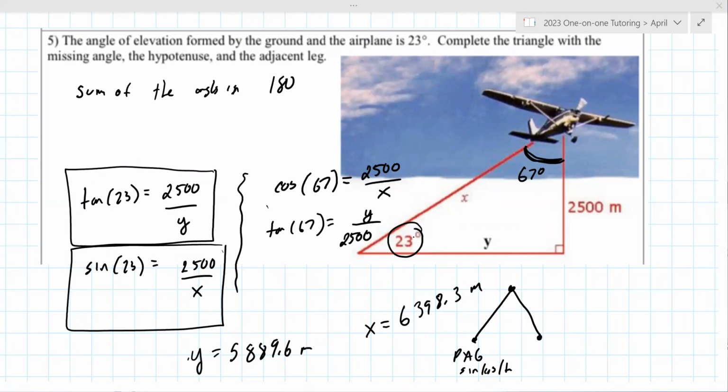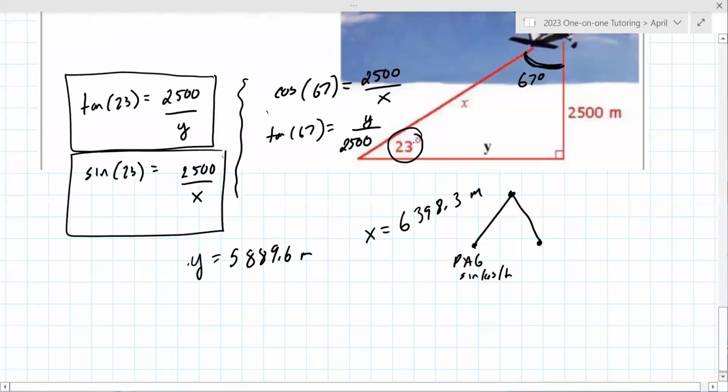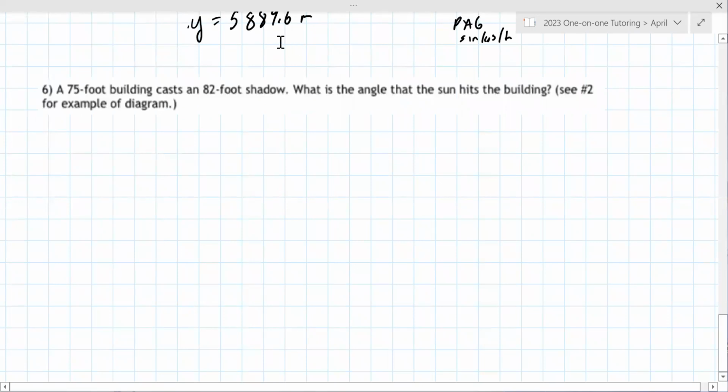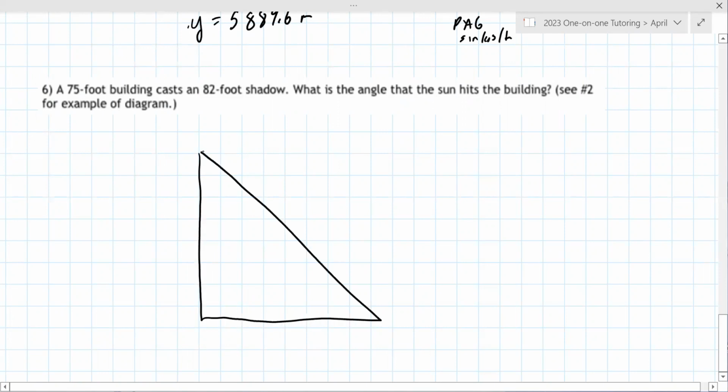Okay, so here we go. Number six through whatever. They're referring to other diagrams, so we're going to have to draw some pictures finally. A 75-foot building casts an 82-foot shadow. What is the angle that the sun hits the building? If you want, you can go back to the diagram. It really doesn't matter, but I think it'll be good practice to draw.